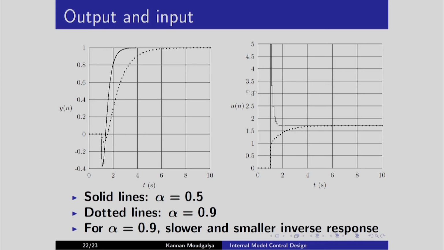This is the plant output, this is the control effort. You can see that for alpha equals 0.9, the response is slower, but the inverse response is also smaller. When it becomes negative and then becomes positive, this is known as inverse response. You can see that when the system is made slower, the inverse response also is smaller.